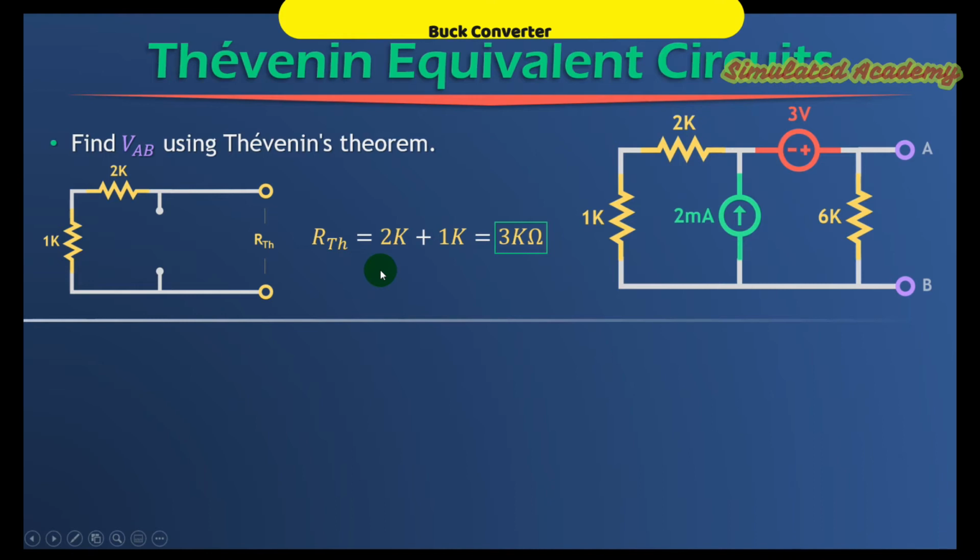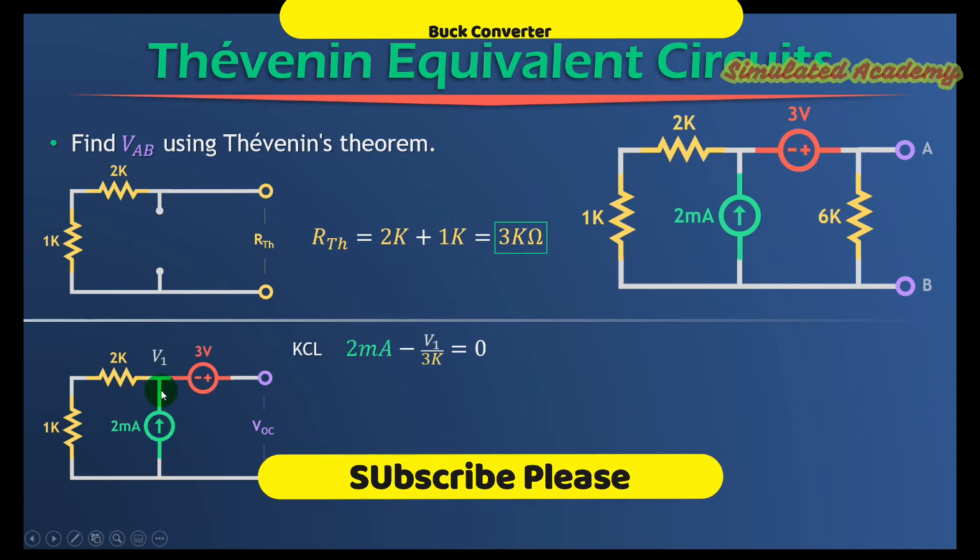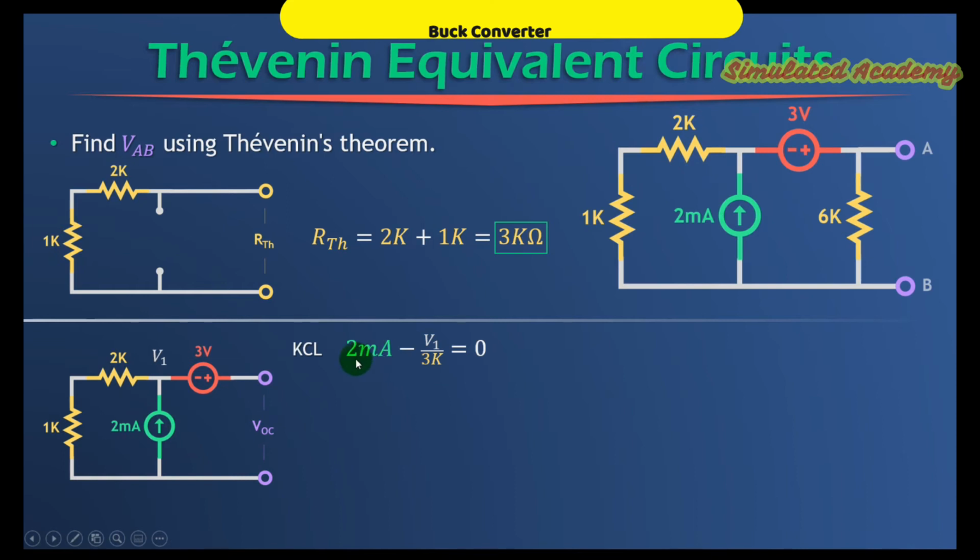Now to find the VThevenin, we will just remove this 6 kilo ohm resistor because that will act as a load. So first of all, I will apply KCL at node V1. So the 2 milliampere current is entering this node, that is 2 milli, and that is V1 divided by this 3k ohm resistor. So I will find V1, and V1 will come out to be 6 volt, right? Now 6 volt is what I'm getting at point V1.